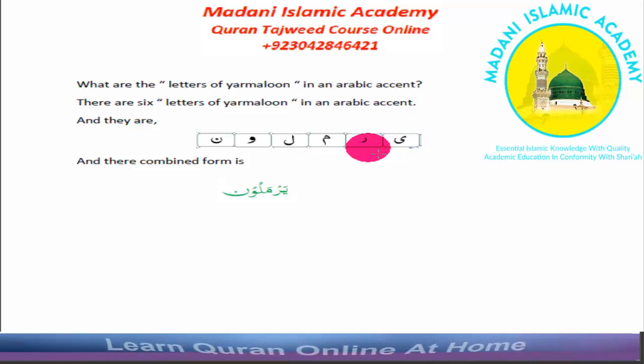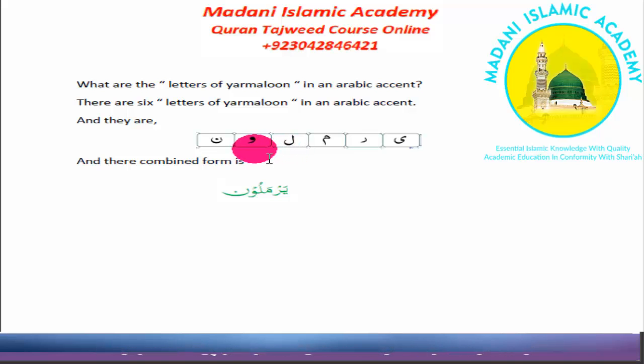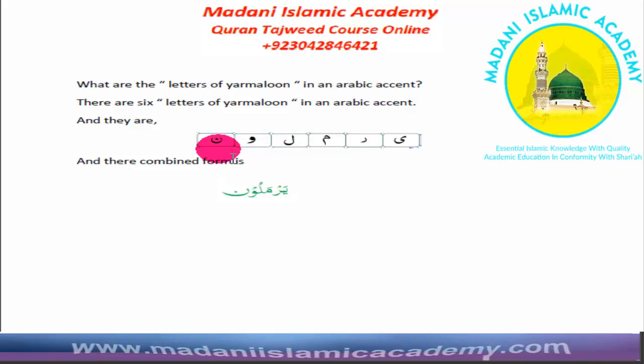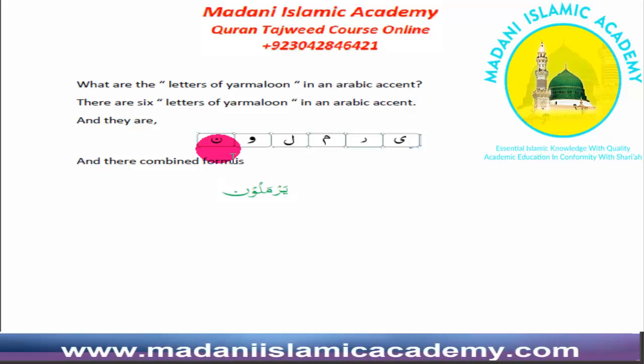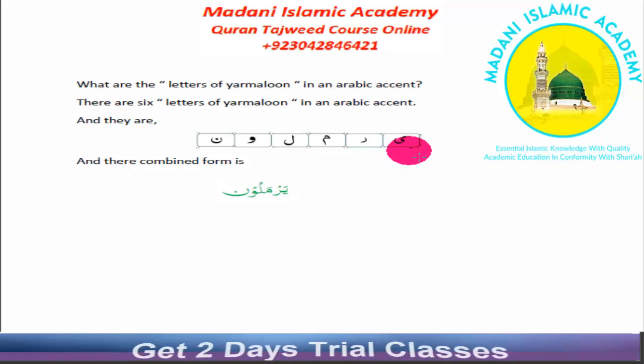Ya, Ra, Mim, Lam, Waw, Noon, and their combined form is this. There are 6 Yarmaloon letters.